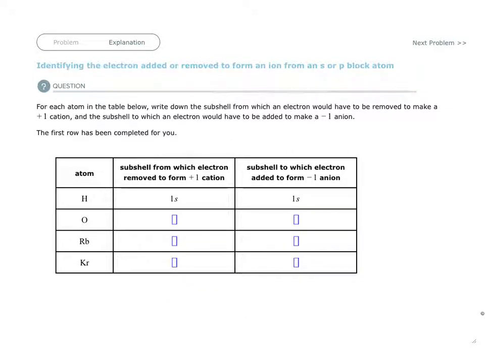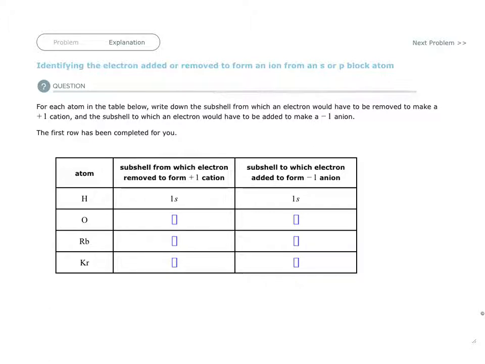Welcome back. This is an ALEKS training video on identifying the electron added or removed to form an ion from an S or P block atom. If you were to take an electron away in order to make an ion, you have to take the very last electron that's in the last subshell that electron lives in. So wherever it happens to be, whatever the last electron subshell is, if you're going to take one electron away, you have to take it away from that location.